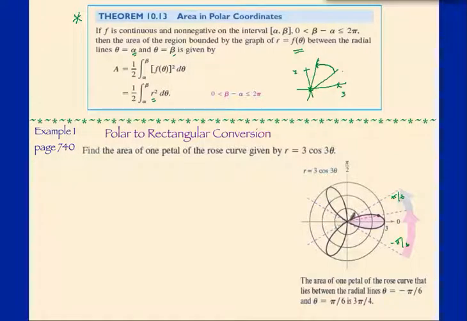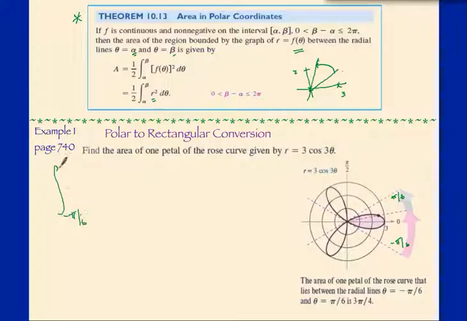I think this is 5 pi over 3 maybe, or 7 pi over 6, and then pi over 2. But any of those endpoints, as you can see, this is the same area, will work for our endpoints of integration. So we're just going to use negative pi over 6 to pi over 6. And we set up our integral this way.